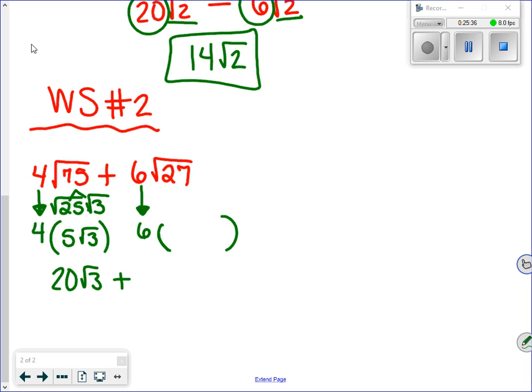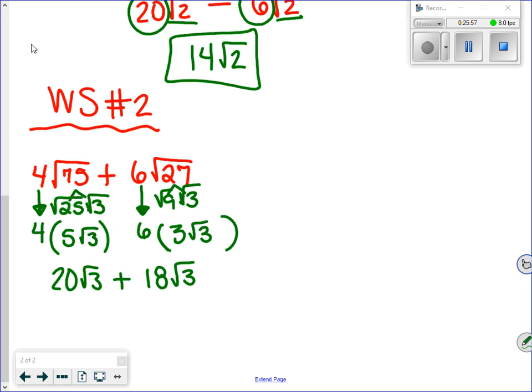Okay, what does 27 factor into? Good. 9 times 3. The square root of 9? 3. So I have 3 square roots of 3. And then go ahead and multiply. What's 6 times 3 square roots of 3? 18 square roots of 3. And now do we have a common radical?